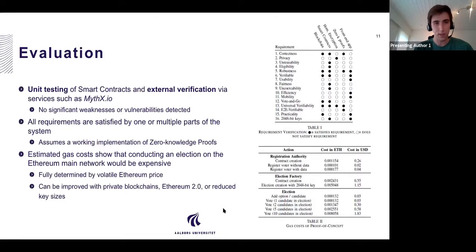So how this can be improved is by either using private blockchains or reducing the key sizes, but that obviously comes also with their own significant disadvantages. Or another option could be Ethereum 2.0, which is not released yet, but could be a solution in the future to increase the performance of our system.